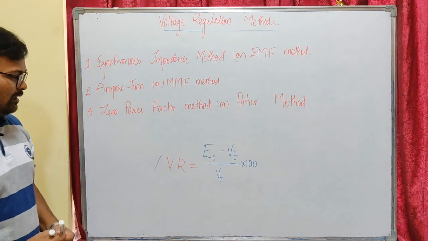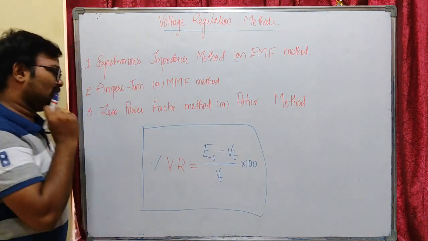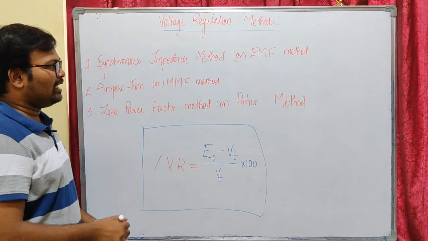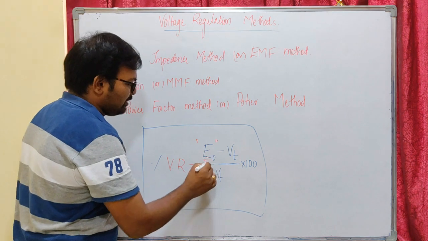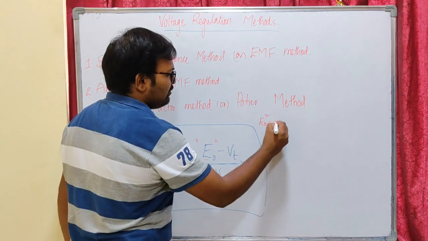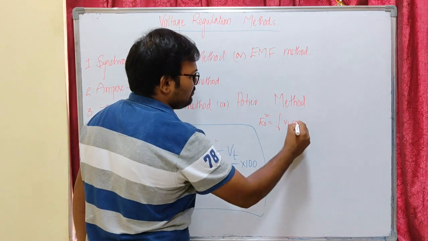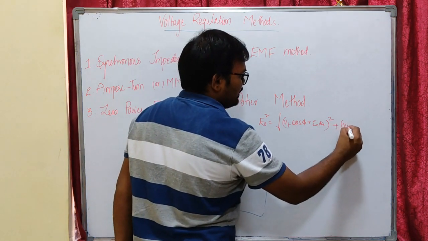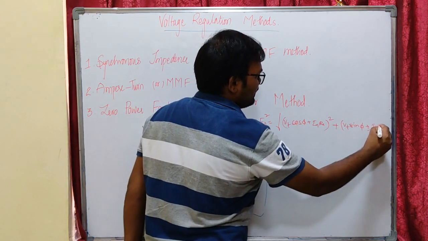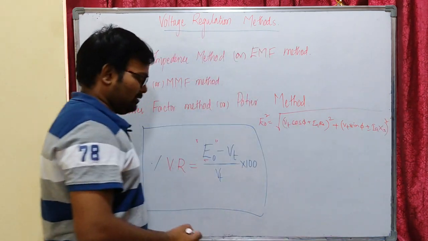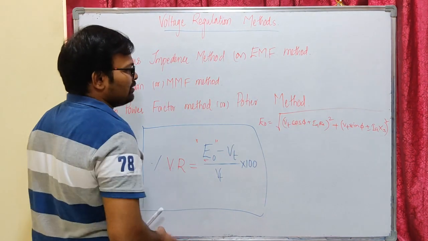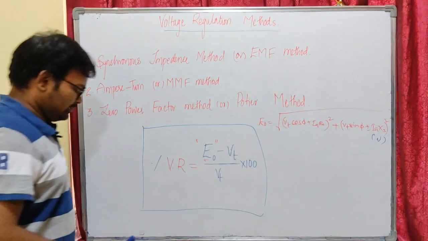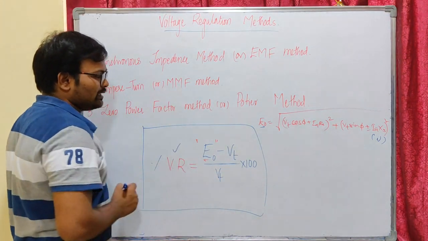We know that our voltage regulation is (E0 minus terminal voltage) by terminal voltage into 100 for percentage voltage regulation. So all these methods have their own style of finding this E0. We know that E0 squared equals (Vt cos phi plus Ia Ra) whole squared plus (Vt sin phi plus or minus Ia Xs) whole squared. We know the expression for generated EMF, E0 in volts. So we are going to find different methods of finding E0 so that we can calculate the voltage regulation of our synchronous generator.